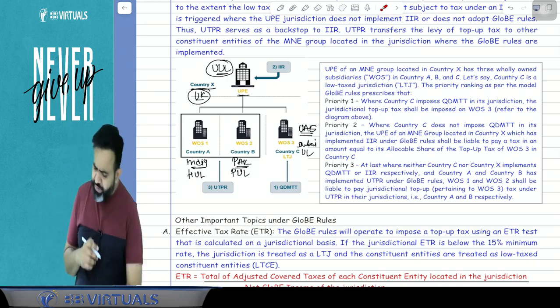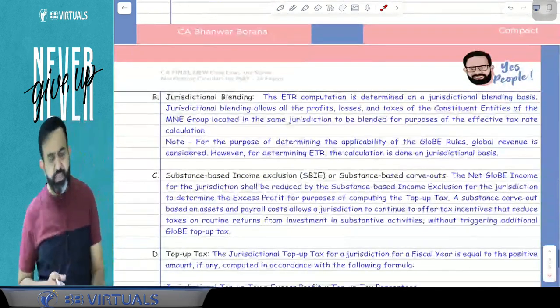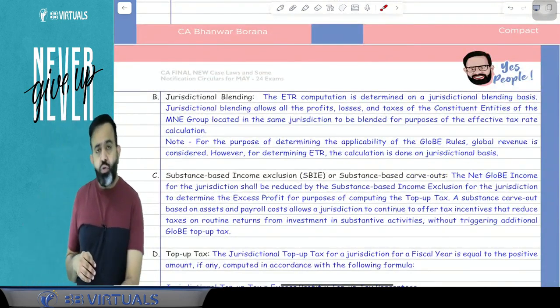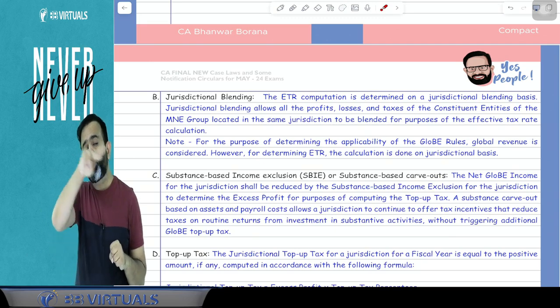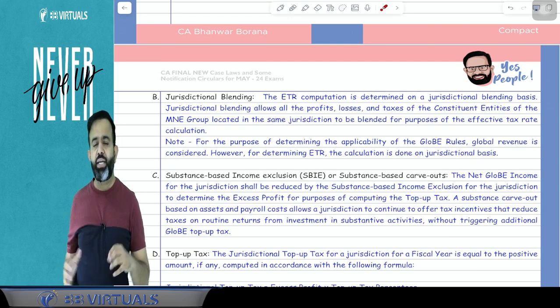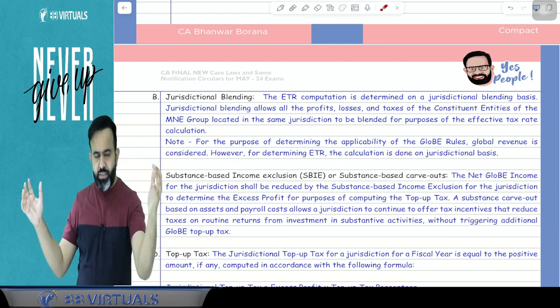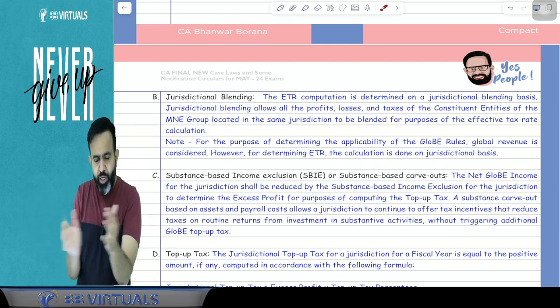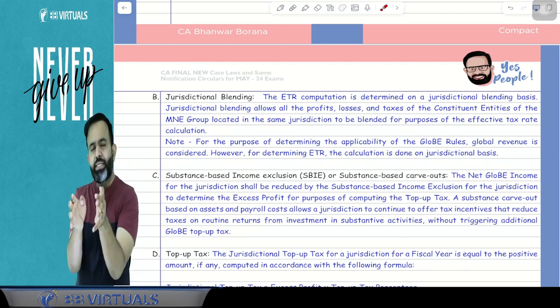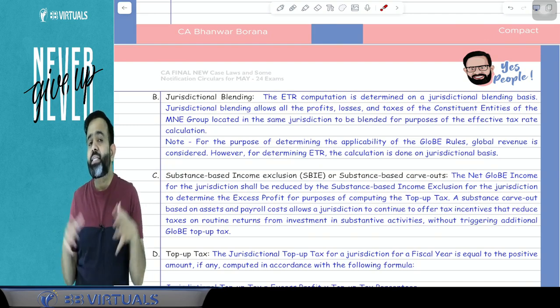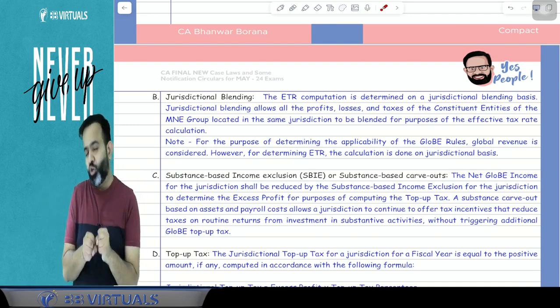Now guys, the question is: when you say 15% tax in every jurisdiction, and under that country the same group has 2-3 companies, then what about profit, loss and revenue, meaning whatever tax they are paying? So tax and profit, will we do the blending or not?